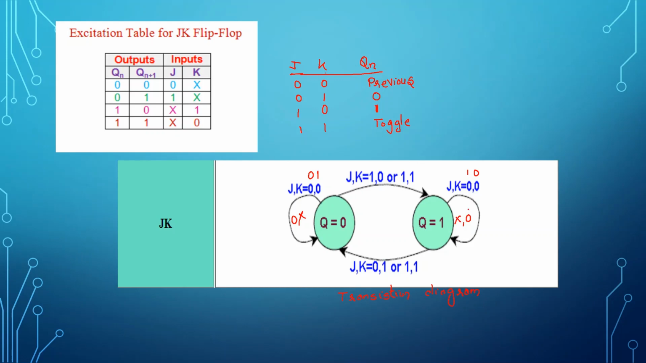Transition diagram. Suppose the data stored in the flip-flop is 0 and you want to change it to 1. So what are the inputs you can give? You can either give the input as 1 0, or you can give the input as 1 and 1.